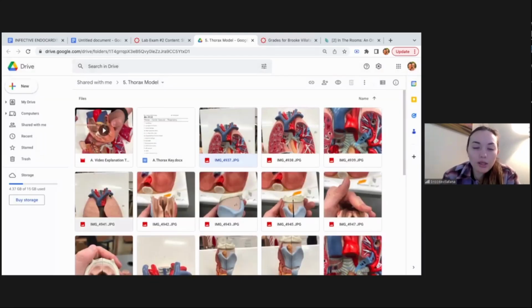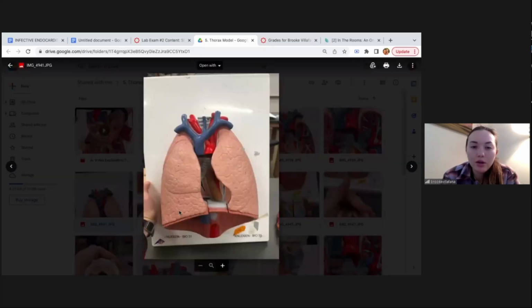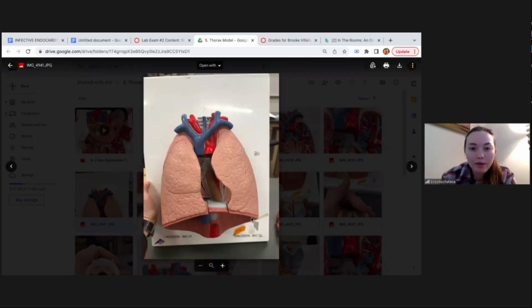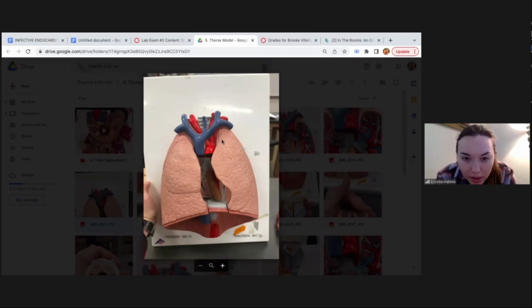So let's start here. This is the lobes of the lung. So remember that when you guys go over it, you're going to see that in the lung, we have 3 lobes on the right side, and then we have 2 lobes on the left. You can kind of see that here. This picture is a little hard to see, but it's trying to show you how on the left, there's 1, 2 lobes, and then on the right, 1, 2, 3 lobes. So 3 lobes on the right, 2 lobes on the left.